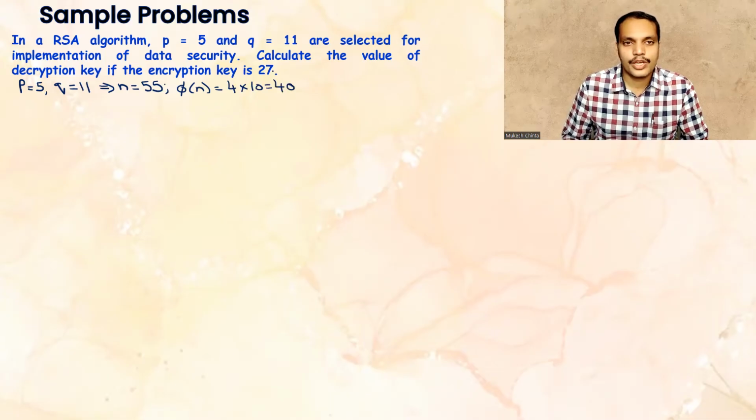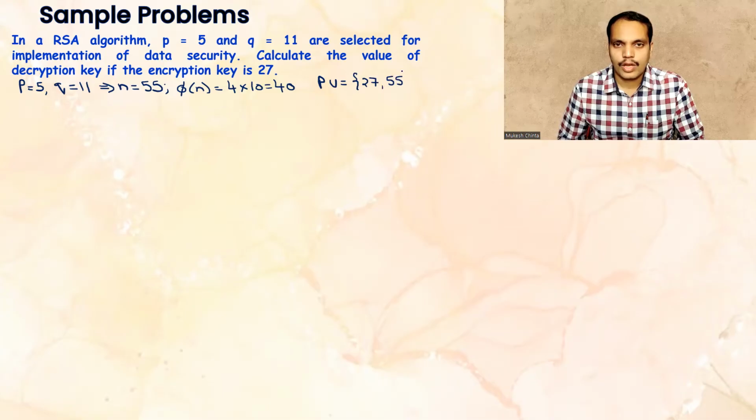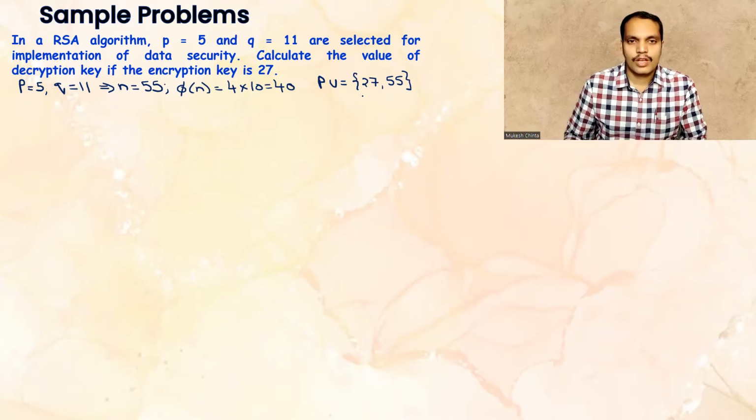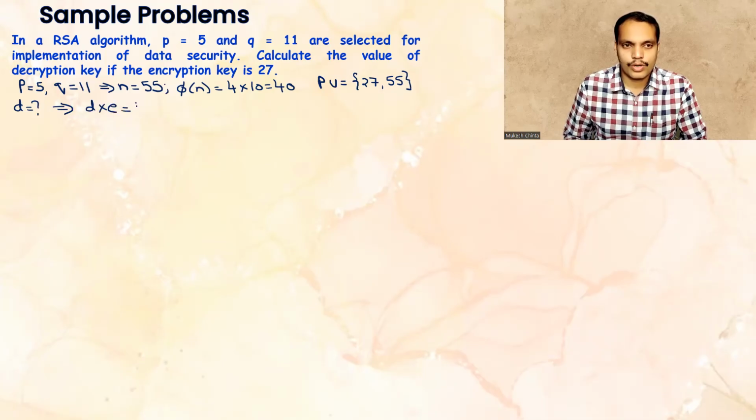Also told you the encryption key is 27. What do you mean by encryption key? It is a public key, isn't it? So the public key is 27. So PU is equal to 27, comma 55. The question is, they are asking to find out what the private key is. So for the private key, I need to find out the value of D, isn't it? What is the value of D? So D can be calculated using the formula D into E is equal to 1 mod psi of N.